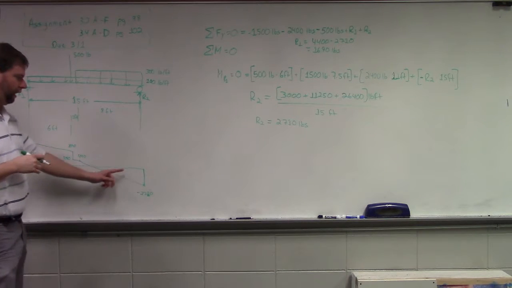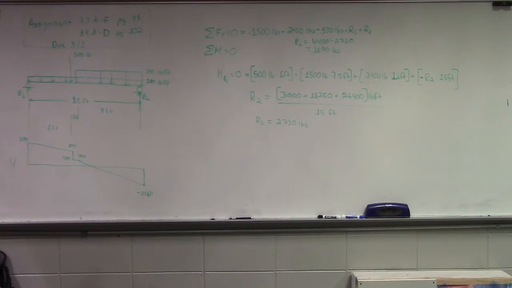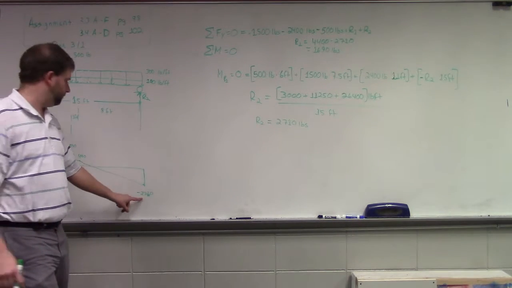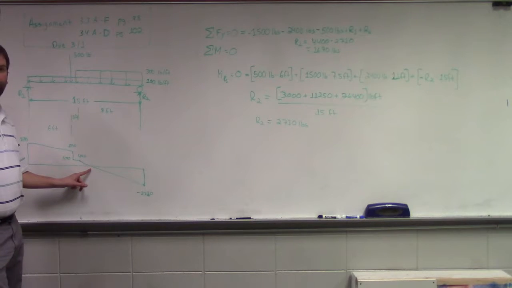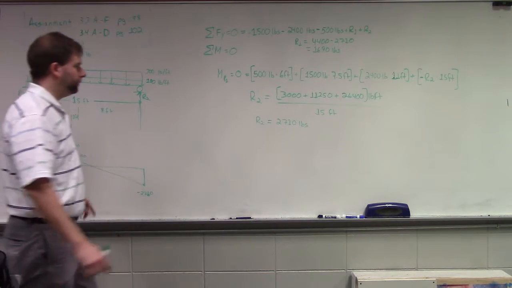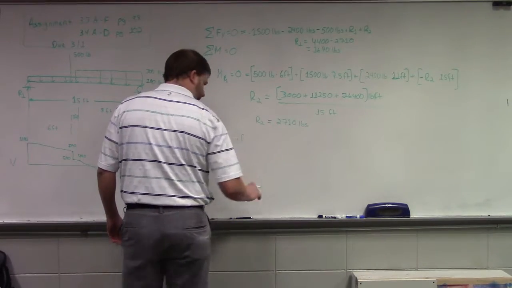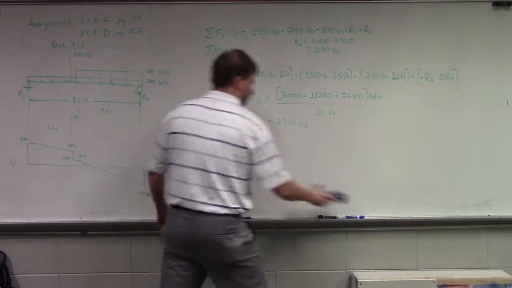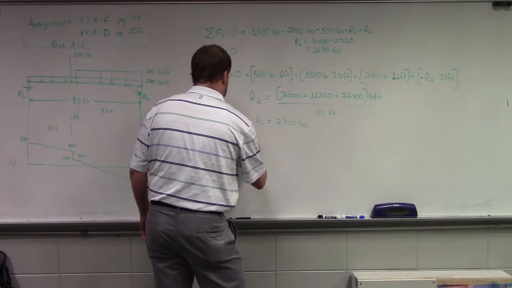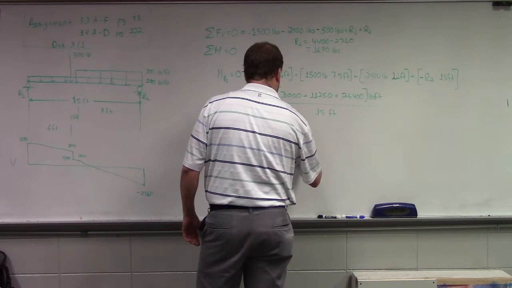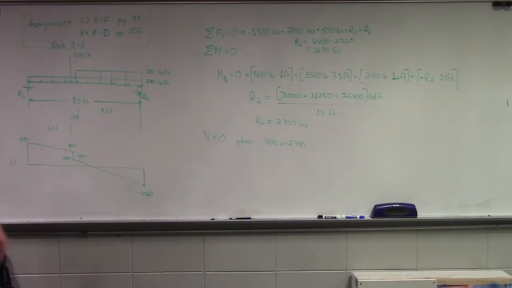So how would you like to do that? If you know that it's 2710 here and zero there, how much is it changing? 400 pounds per foot. So could we say that V would equal 0 when 400x equals 2710? Does that make sense to everyone?